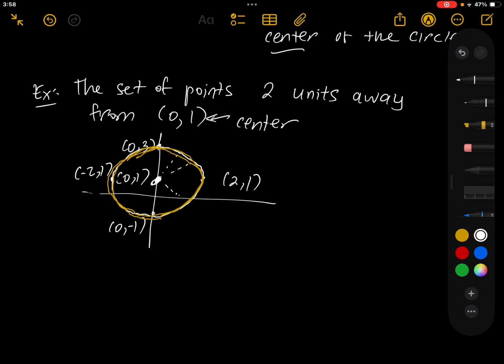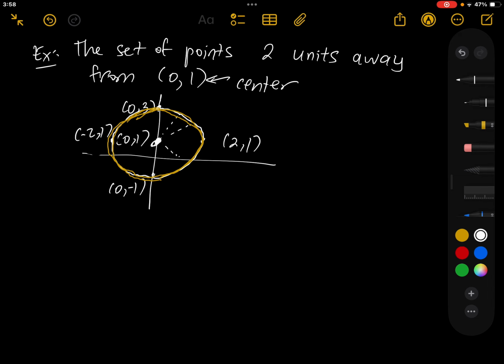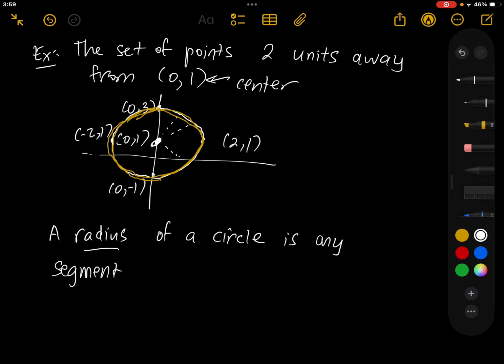And this number of units away is called the radius. There are actually 2 uses of the word radius. A radius of a circle is any segment with the center and a point on the circle as endpoints.